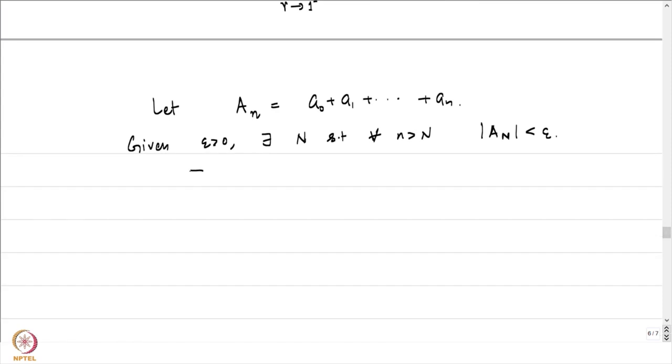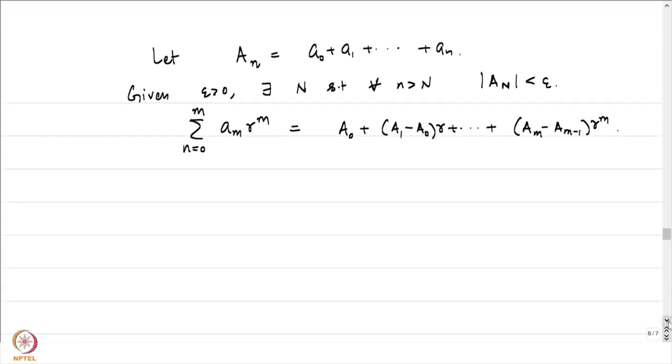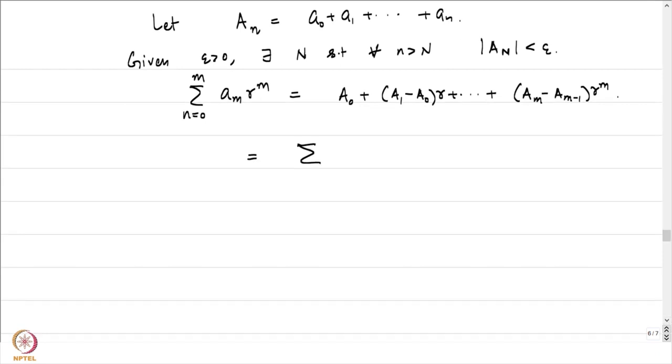Now let us rewrite the partial sum. Let us look at 0 to, well, these need not be the same n, so let me write it as n. A m r to the power m. Let us see how we can rewrite this. This is just going to be equal to a 0 is just capital A 0 and small a 1 is capital A 1 minus capital A 0, times r plus, going on that way, we have finally capital A m minus capital A m minus 1 times r to the power m. And if we rewrite this, this is just going to be equal to summation A n times r to the power n minus r to the power n plus 1, where n is going from 0 to m minus 1, plus A m r to the power m.